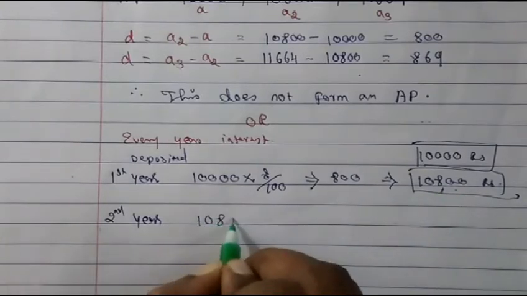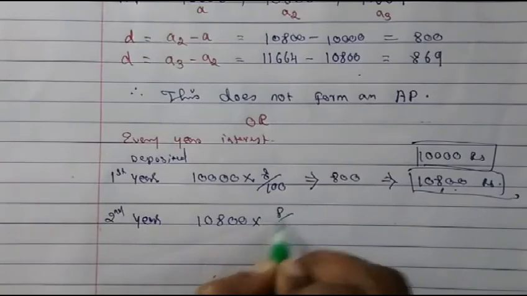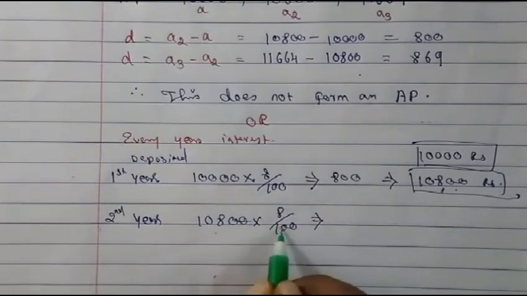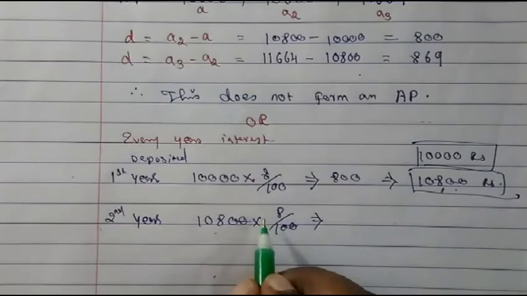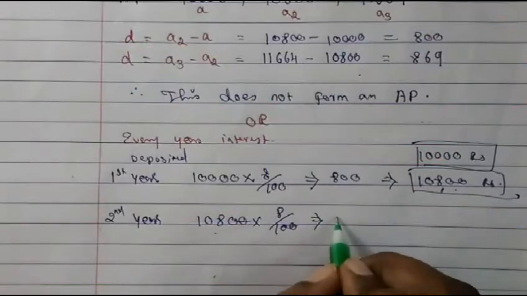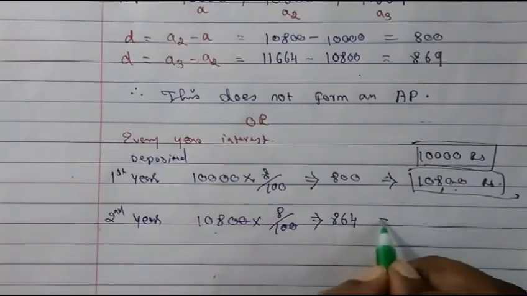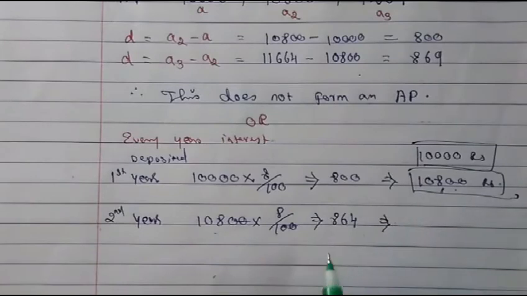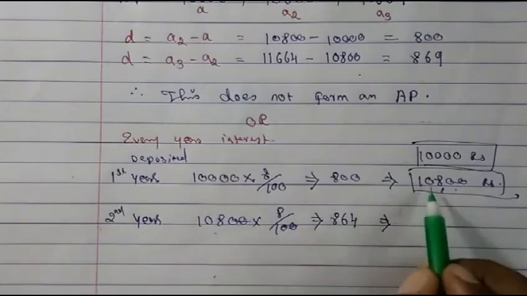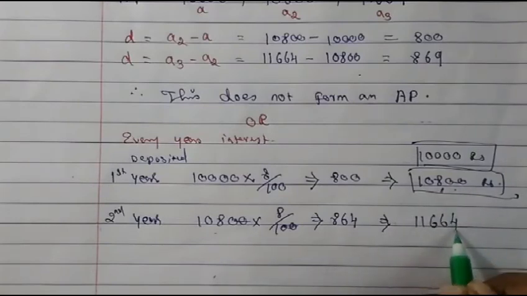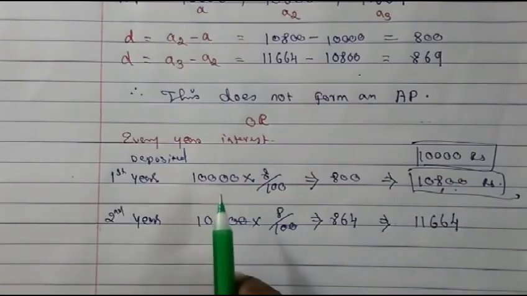10,800 into 8 upon 100. When you calculate, you will get the interest as 864. Now you total it. This is the interest for this amount, so together it will be 11,664. I hope you are understanding.